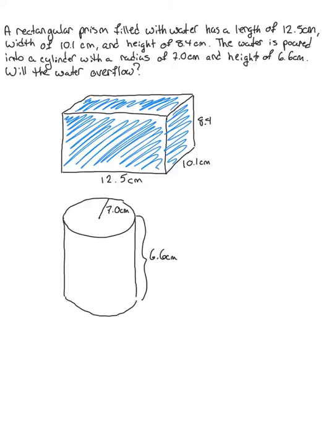Hey there, today we're going to be answering the following question. A rectangular prism filled with water has a length of 12.5 centimeters, width of 10.1 centimeters, and height of 8.4 centimeters. The water is poured into a cylinder with a radius of 7.0 centimeters and a height of 6.6 centimeters. The question is, will the water overflow?